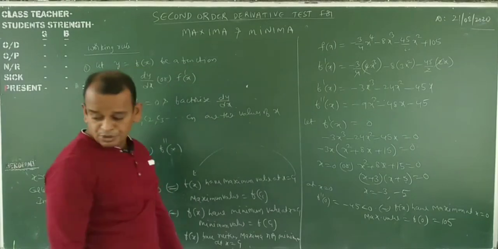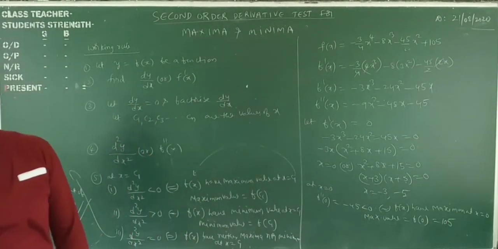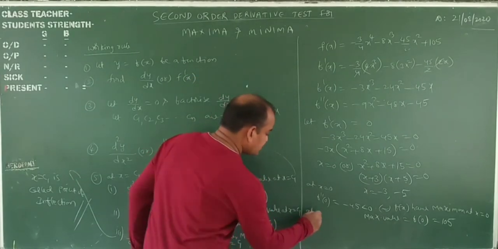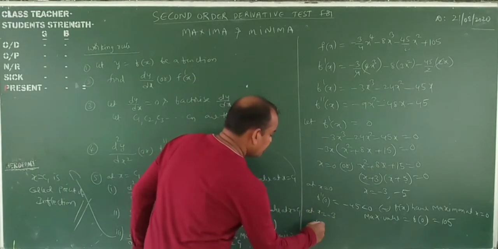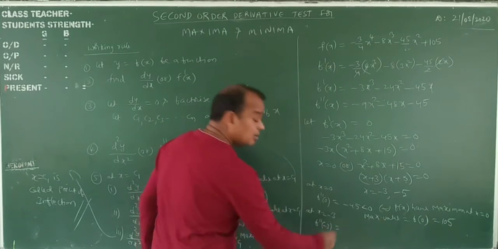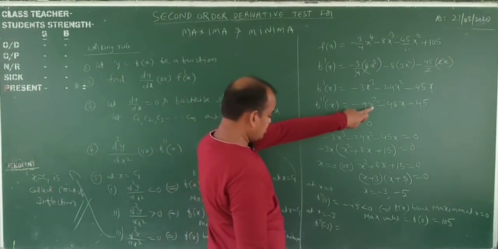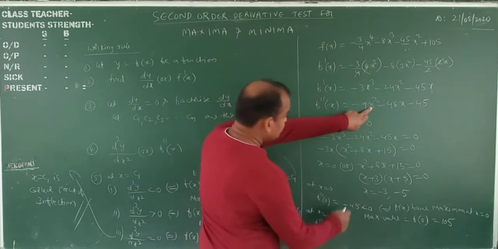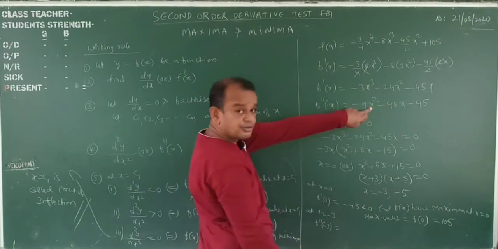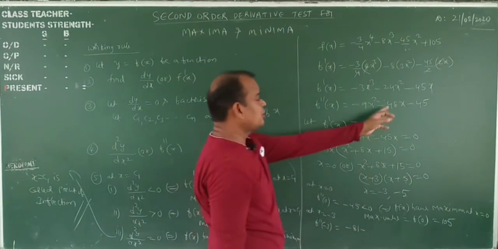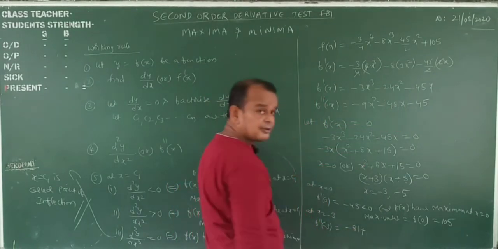Now how to substitute minus 3? Here substitute at x is equal to minus 3: f double dash of minus 3, in the second order derivative. Minus 9 into 9, minus 3 whole square means 9. 9 minus 81. Minus 48 into minus 3 means 100% plus.